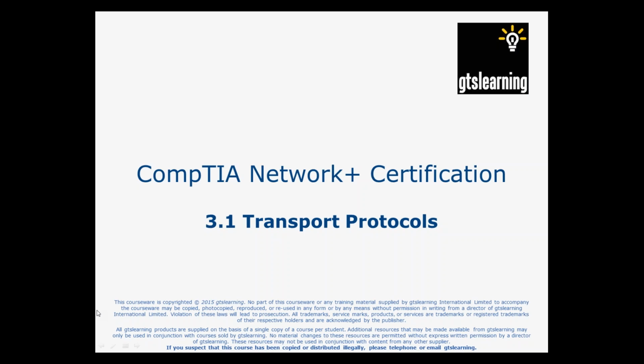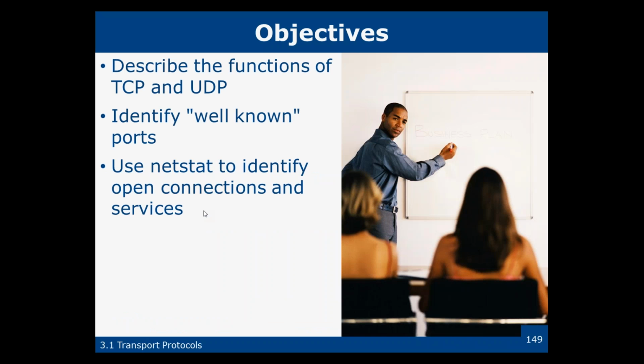What we want to talk about first today is the transport protocols, and the transport protocols are at layer 4 as we go up, as we talk about in the OSI model. And the objectives are to describe the functions of TCP and UDP. Those are the two protocols that operate there that we worry about.